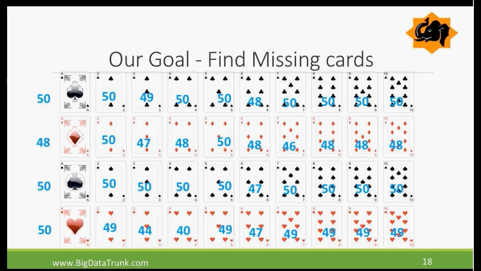The goal is to find that there are potentially some missing cards from this pack of 2,600. There are some decks which are missing. What we really want to achieve is to find which particular cards are missing. So for example, 48 of the diamond ace really tells us that two cards of that kind are missing. And that's what we want to find. So this is our input. This is our expected output. And let's see how, using this example, we are going to understand MapReduce.